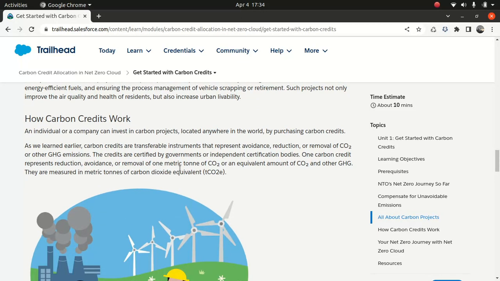It could be certified by the government or independent certification bodies. You need to check that out, and just join one which is legit. One carbon credit represents reduction, avoidance, or removal of 1 metric ton of CO2. So this is what one carbon credit equates to. If someone asks you, "Hey, you're talking about climate change, can you tell me the measuring unit for carbon credit?" it's just 1 metric ton of CO2.